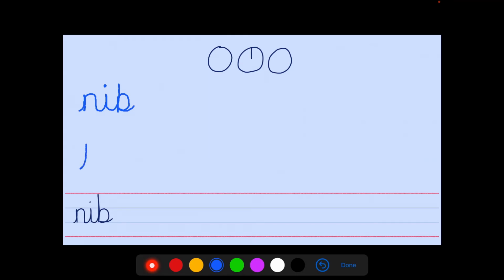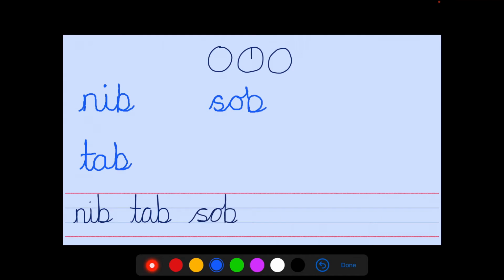Tab. T is T. A is A. B is B. Tab. Sob. Mouth closed. O, b, mob.